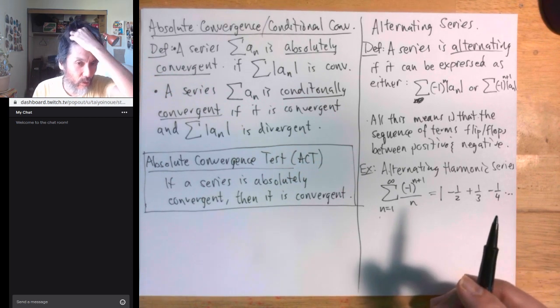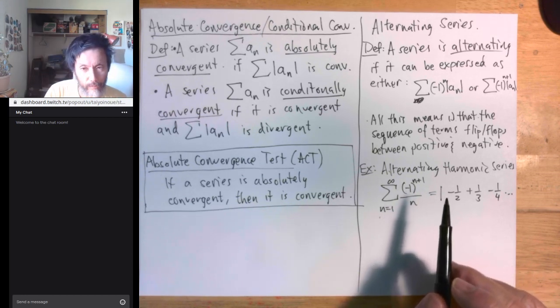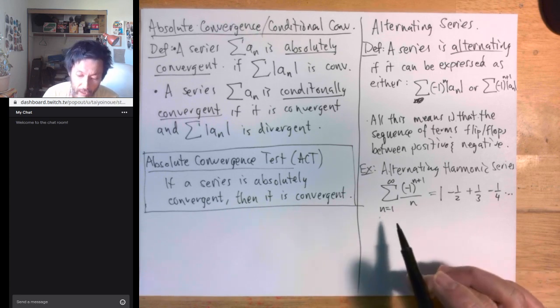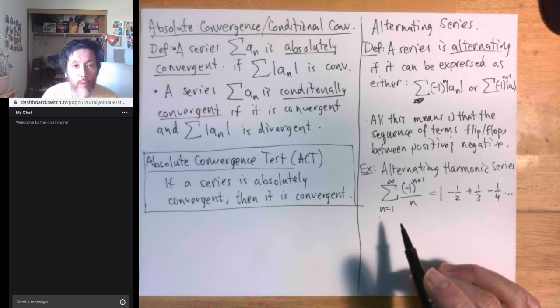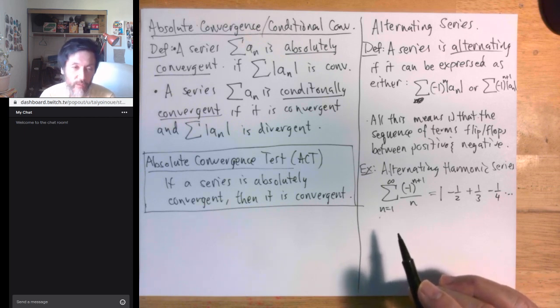Usually. You just want to be careful about that, because what if I put some goofy power on the negative 1? Okay. Hopefully that's clear. And so when given an alternating series, it's important to know whether or not this alternating series converges or not.